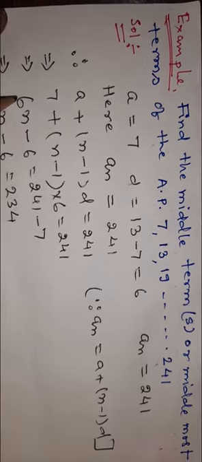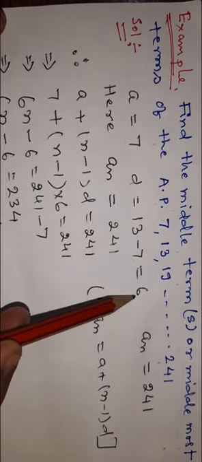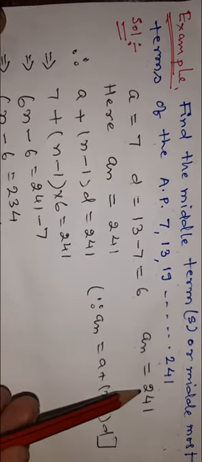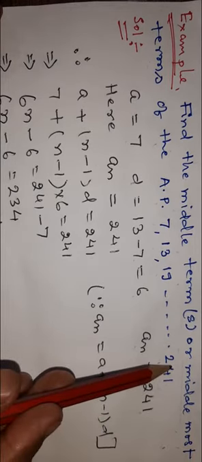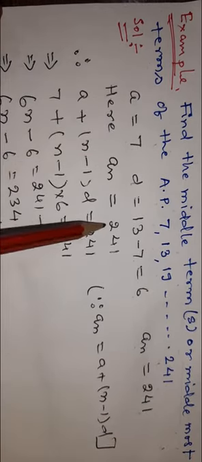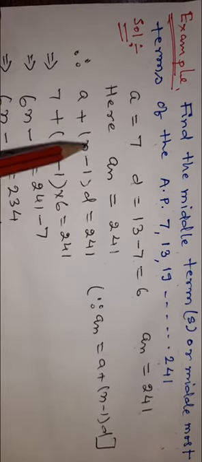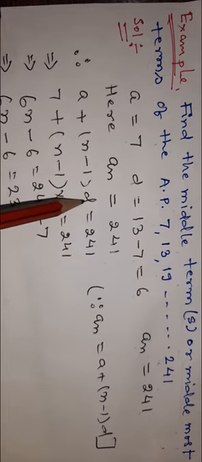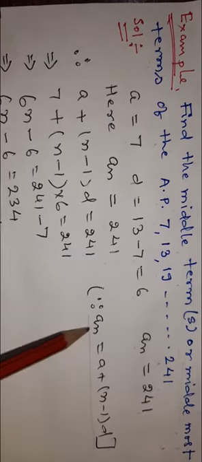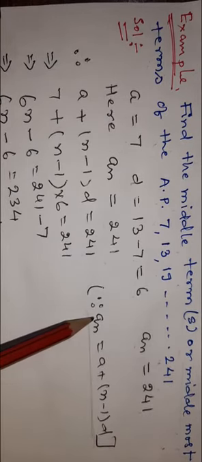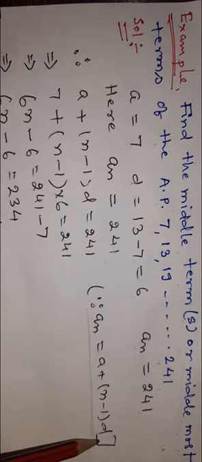So let us see how we can find n. First of all, here A will be 7, D will be 13 minus 7 equal to 6, and once again An will be 241. Okay, this is the last term. So here An equal to 241. So once again apply the formula of An, means nth term: A plus n minus 1 into D is equal to 241, because we know the nth term formula. nth term को an से डिनोट करते हैं, तो an is equal to a plus n minus 1 into d.